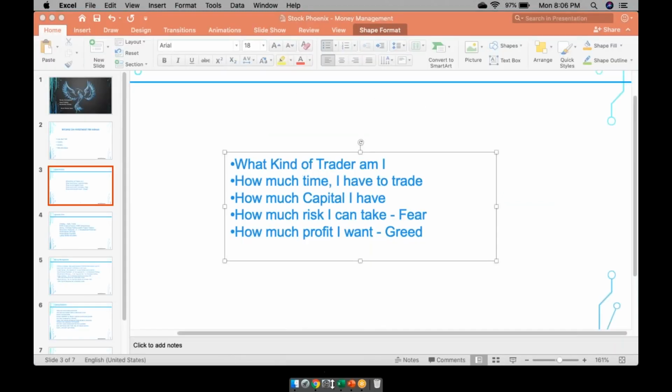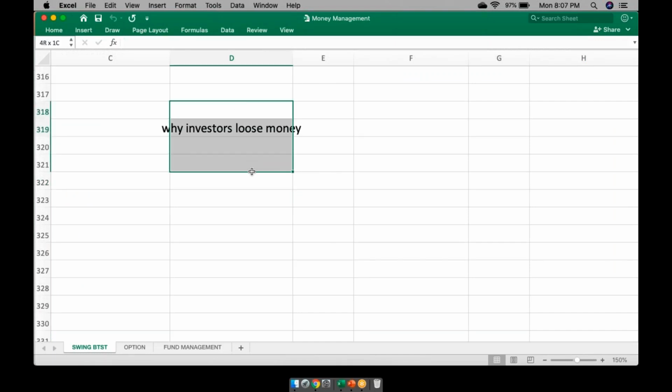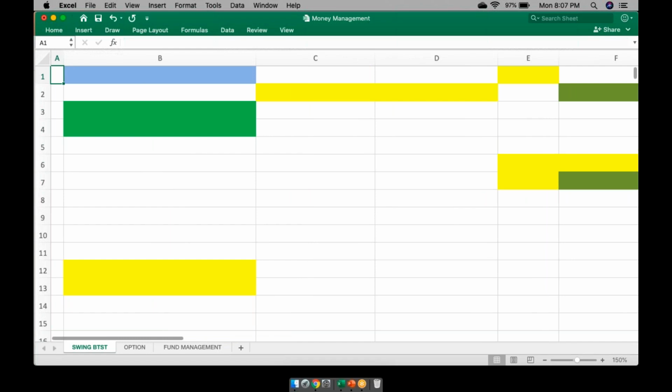So money management, we will now start speaking about futures and options. So if someone is completely new to stock market, please ignore those terminologies. We'll be learning that later.